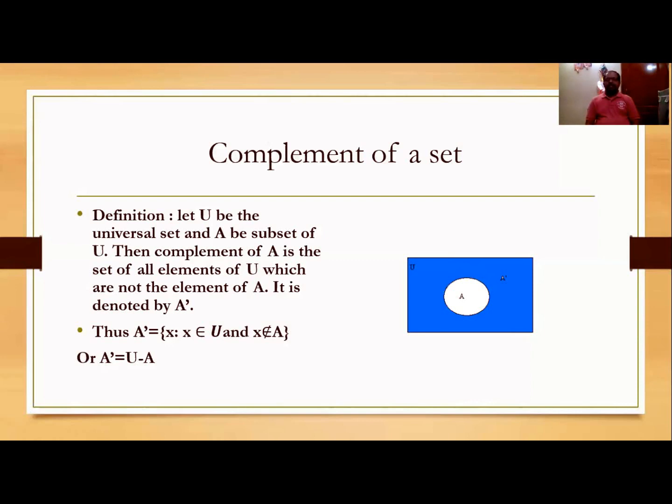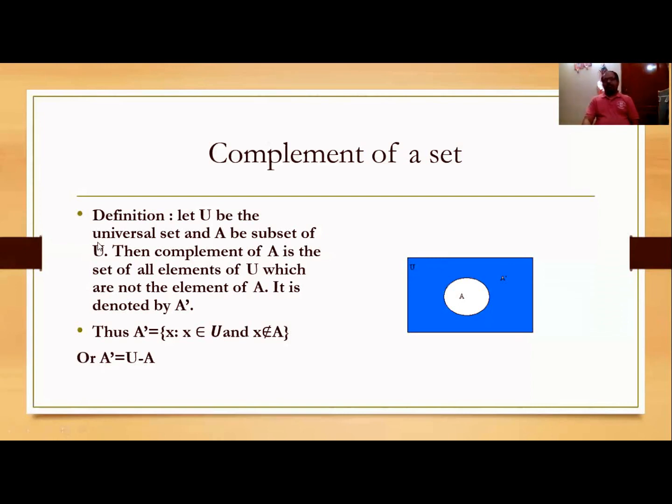Consider the set of students in a class, which we denote by U, the universal set. Suppose A is the set of boys in the class. So what will be A dash here? A dash will be the set of girls in the class, that is, the set of students which are not boys. What does it mean? It means the set of girls in the class. That is one example of the complement of set A.